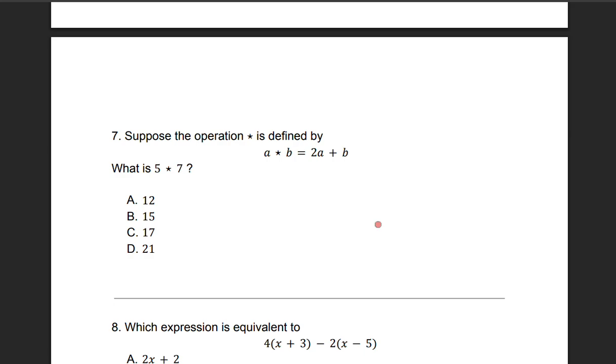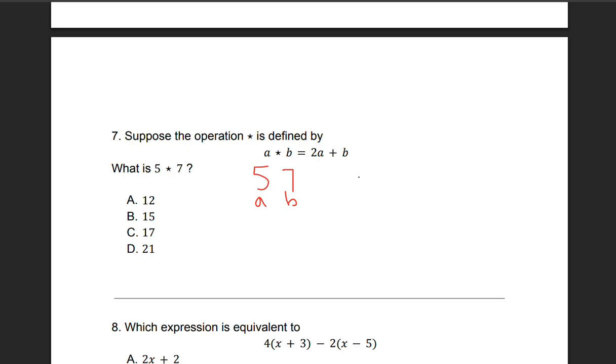So what this means for us is when I'm looking at that a star b, that 5 and the 7 are representative of the a and the b. Well, a was written first, so a is 5. B was written second, that means B is 7. A is 5, B is 7. And just like the previous problem, we're going to go ahead and plug in.